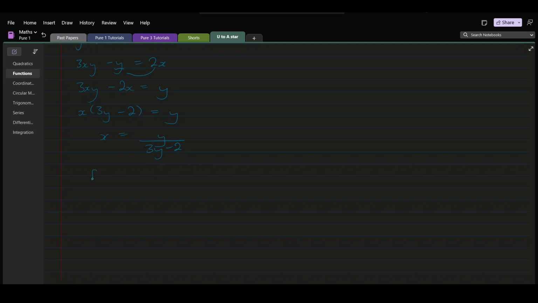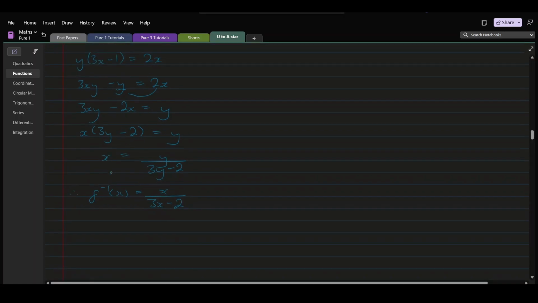Now let's write it with the correct notation. So that's f inverse of x is equal to, replace the y's with x, so that's x over 3x minus 2, and this would be our final answer.